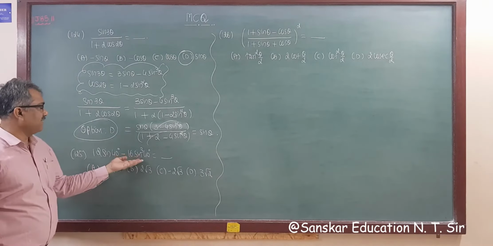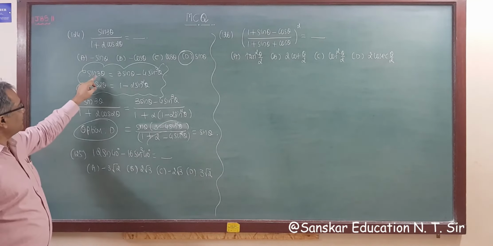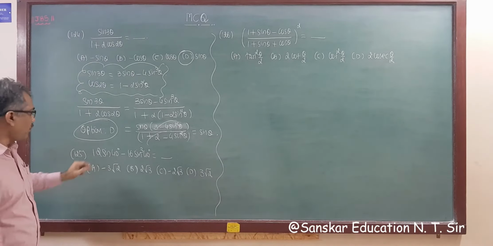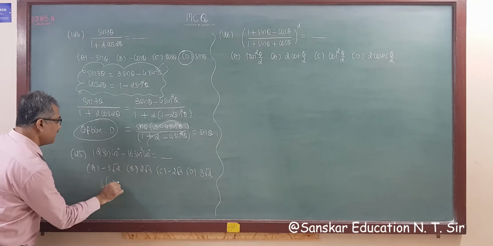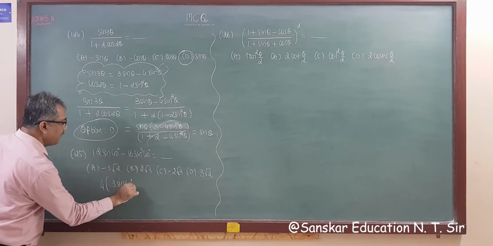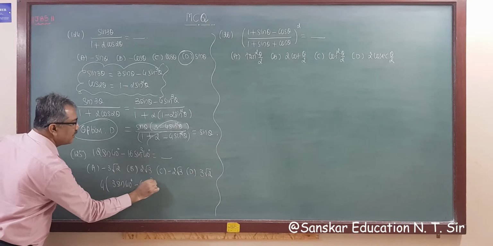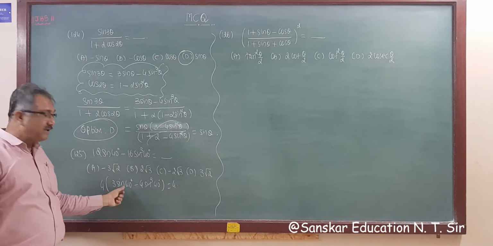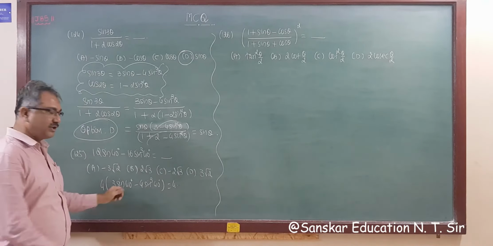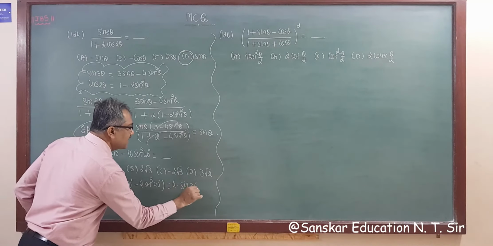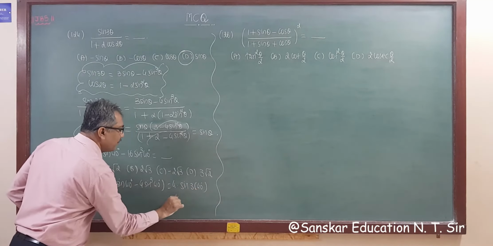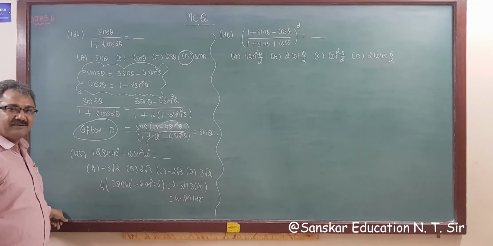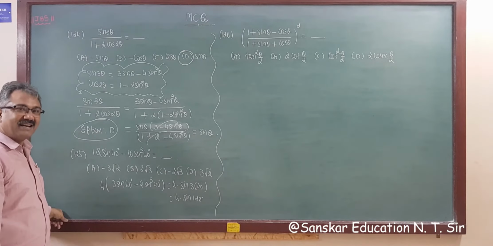Now 12 sin 40 minus 16 sin cube 40. Compare with sin 3 theta: we require 3 sin theta, instead of 3 it is given 12. So take 4 common. If we take 4 common, then this is 3 sin 40 minus 4 sin cube 40. So this is 4 into sin 3 theta, where theta is 40. So sin 3 theta, that is 4 into sin 120. Sin 120 is sin of 180 minus 60, or 90 plus 30.